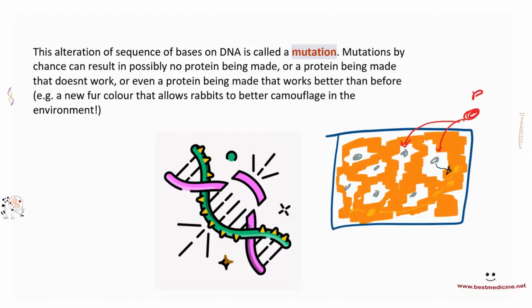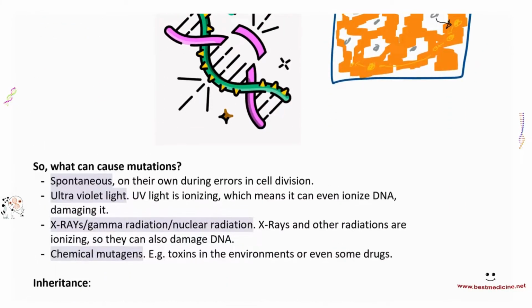So mutations by chance can result in possibly no protein being made, a protein being made that doesn't work, or even a protein being made that works better than before. For example, a new fur color that allows rabbits to better camouflage in the environment. Okay? The question is, what can cause mutations? We already talked about this a little bit.